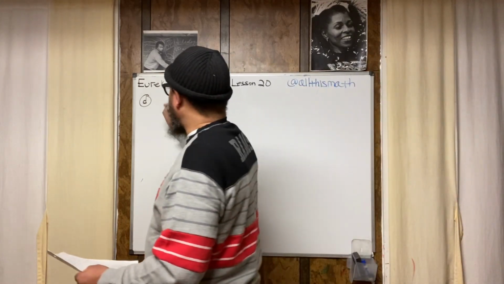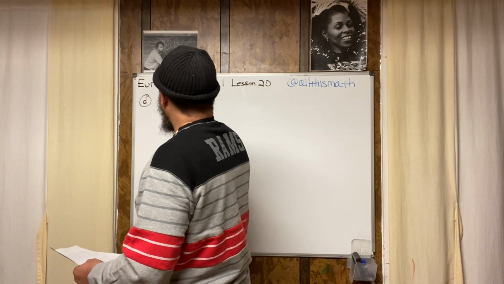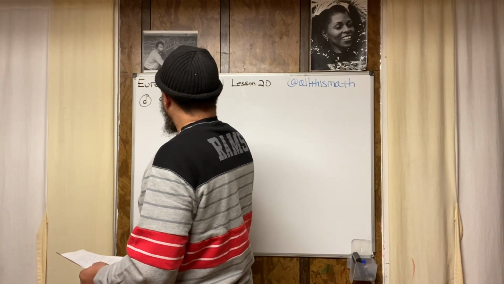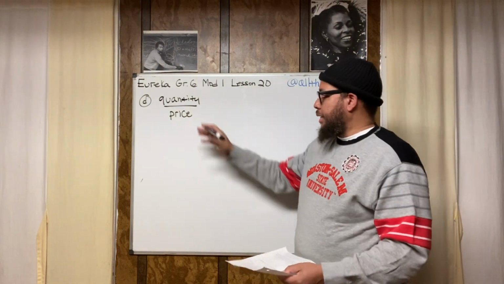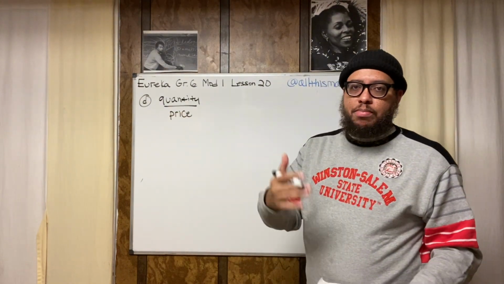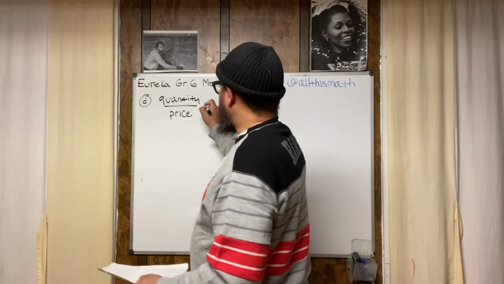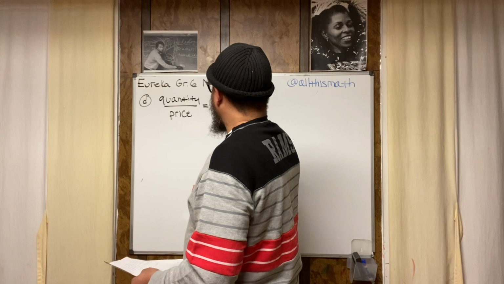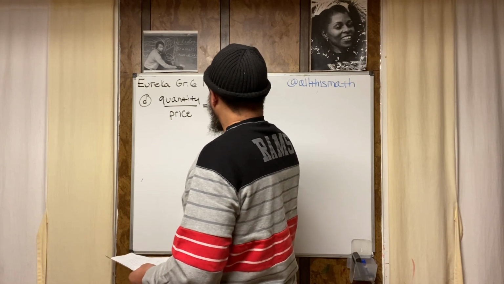So let's look at it like this. Write this down in your paper. Quantity over price. Quantity over price. All right, quantity over price. Now, that's a ratio. Now, we need to set up a proportion. A proportion is just a ratio that's equal to another ratio. So that's going to be equal to the same thing, right? Quantity over price.